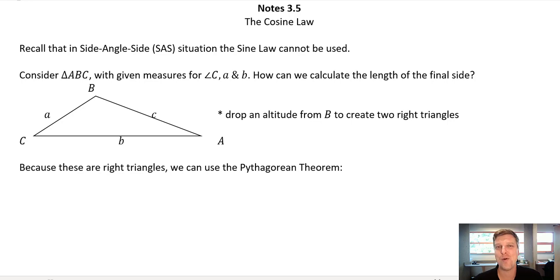Hey there everybody, welcome back to what will be our last set of notes for our Math 11 trig unit. Last time we learned about the sine law, and this time we're going to keep on moving on, and we're going to get another tool in the toolbox called the cosine law.